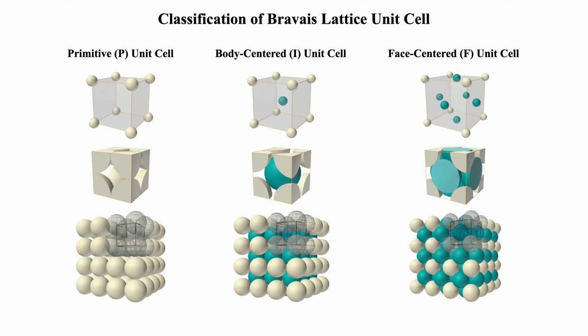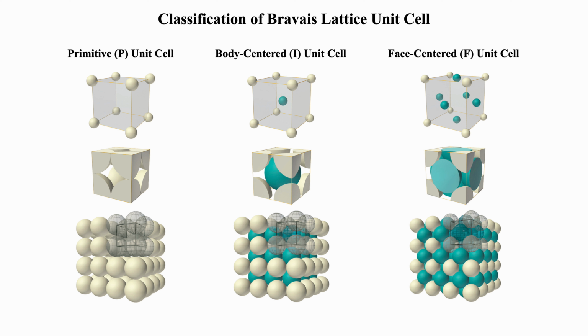Third is face centered. In face centered lattices, we find lattice points at each corner and at the center of each face of the unit cell. This setup maximizes the lattice points within the structure, creating a densely packed arrangement.